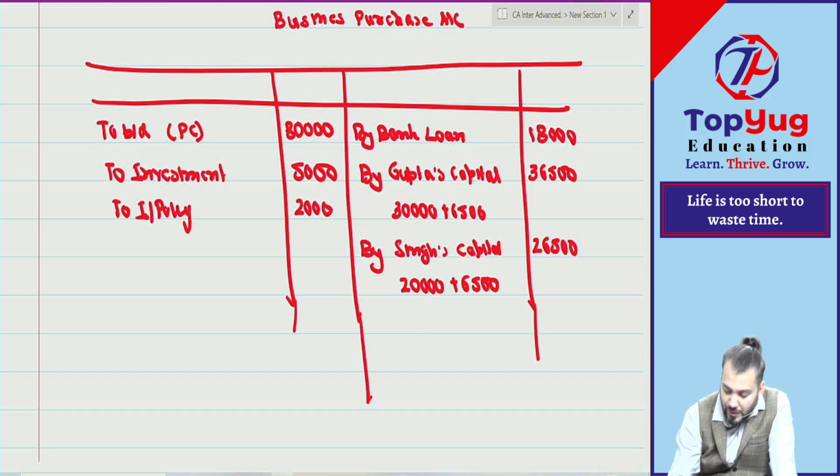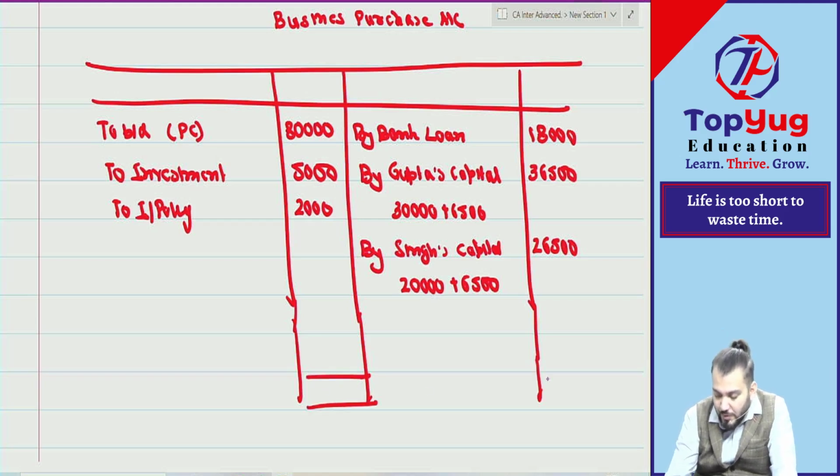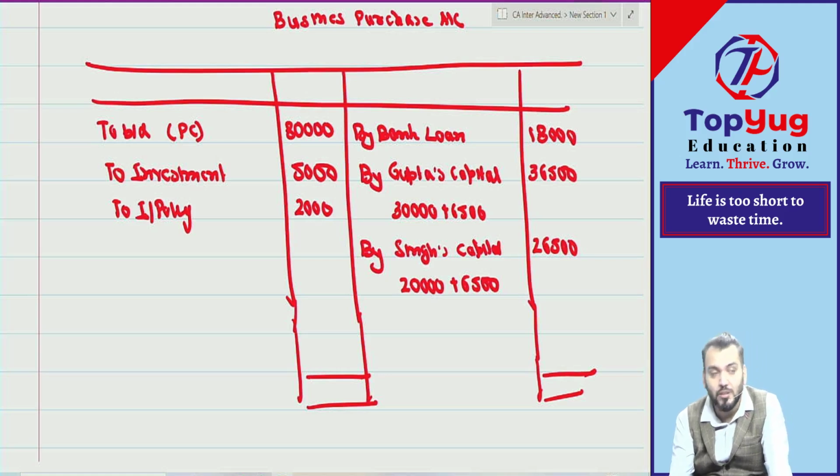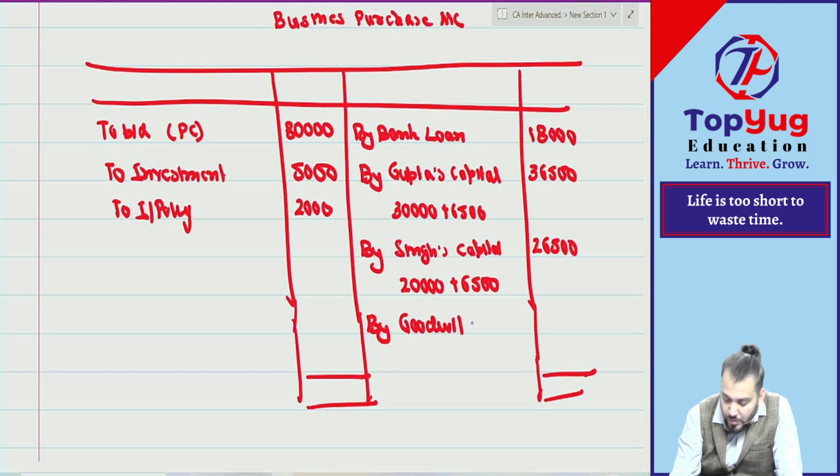26,500. Correct. Have you understood this point? Now, with this account, have you understood? The balancing figure of this account will be what? It will be goodwill. Correct. If the balancing figure is coming on the credit side, it will be goodwill, because that will be goodwill account debit to business purchase. We are creating goodwill. How much?